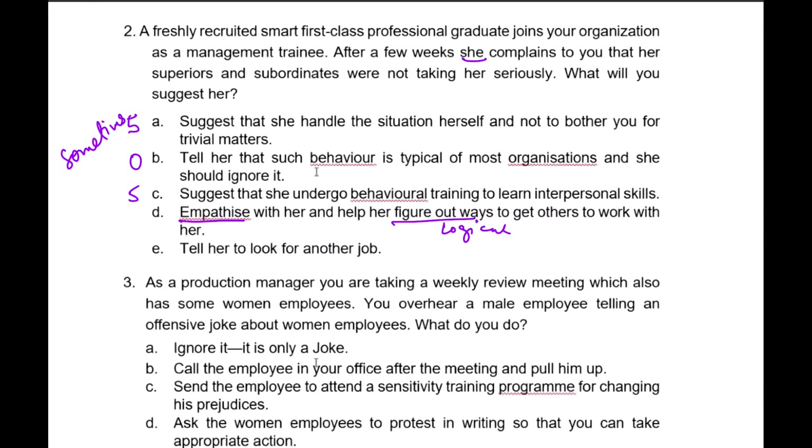Okay, so that makes sense. Correct? That is 20 points. That is the most correct answer here. And the last one is taking, resigning, taking other jobs, all go for a zero. So the answer here will be D.